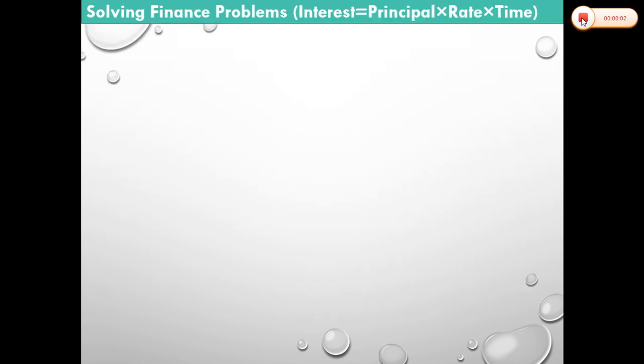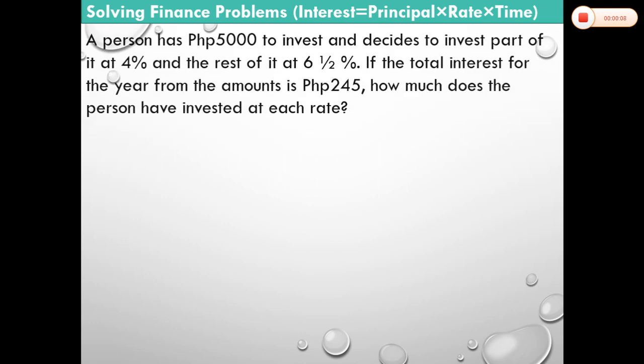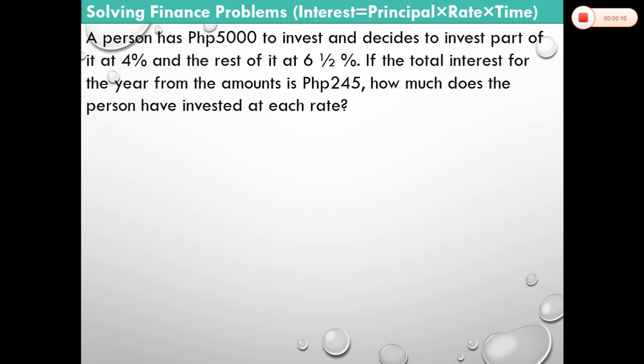Next, we have solving finance problems or investment problems. A person has 5,000 to invest and decides to invest part of it at 4% and the rest of it at 6.5%. If the total interest for the year from the amounts is 245, how much does the person have invested at each rate?